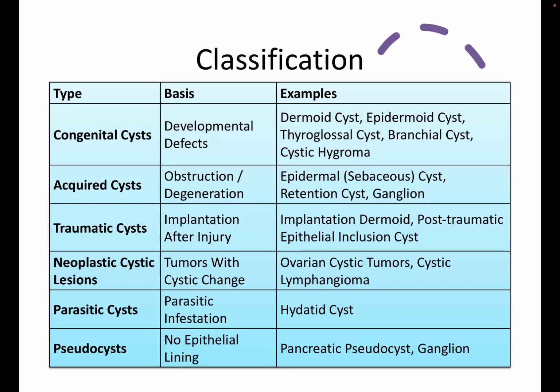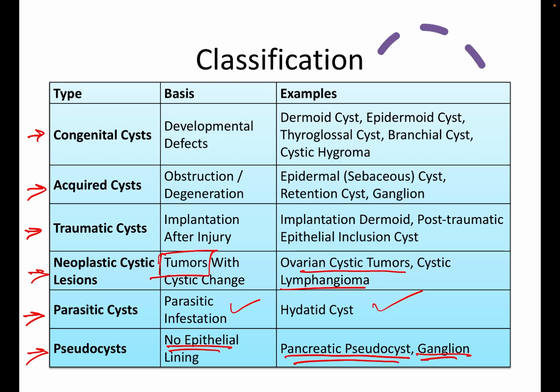So classification can be done based on congenital cyst, acquired cyst, traumatic cyst, neoplastic cyst, parasitic cyst, and pseudocyst. As we have seen earlier, pseudocyst will not have any epithelial lining. Example, pancreatic pseudocyst or a ganglion. Parasitic cyst will have parasitic infestation. Example is hydatid cyst. Neoplastic cyst will be present in tumors. Example, ovarian cystic tumors or cystic lymphangioma.